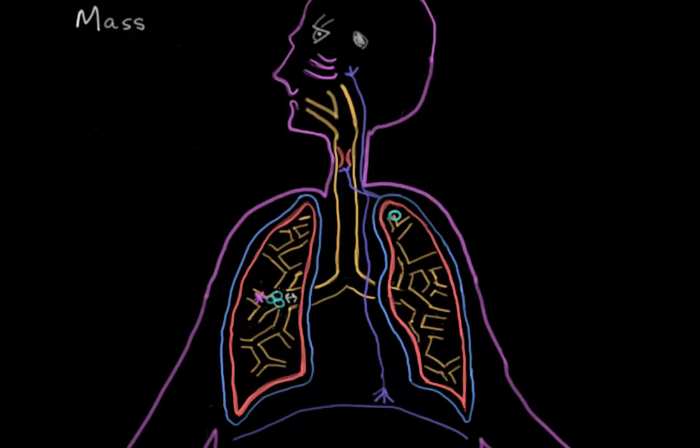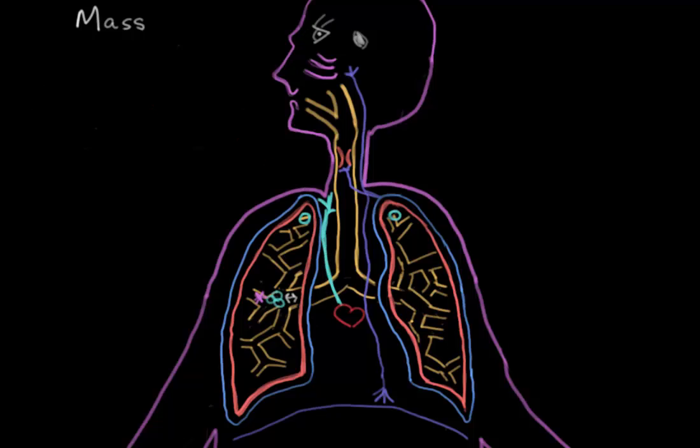But what else is in this region? Well, on the right side is the superior vena cava. This is the large vein draining blood from the upper limbs and the face back to the heart. If the mass compresses this vein, blood won't drain efficiently and will cause swelling as blood backs up into the face and the upper limbs.